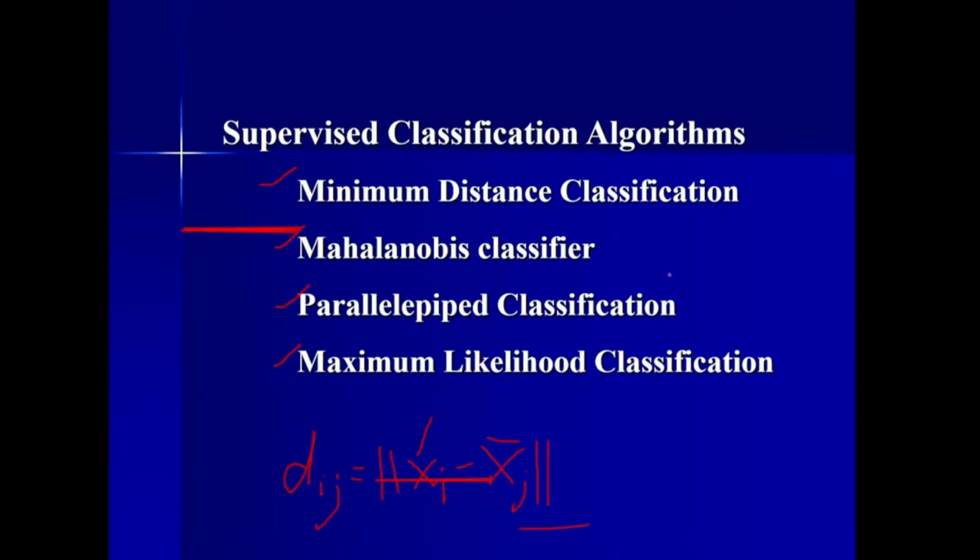The second method is called the Mahalanobis classifier. In the Mahalanobis classifier, you will see the formula for distance is a little different. Mahalanobis was Bengali, a professor at the Indian Statistical Institute, Calcutta, and he proposed this distance.